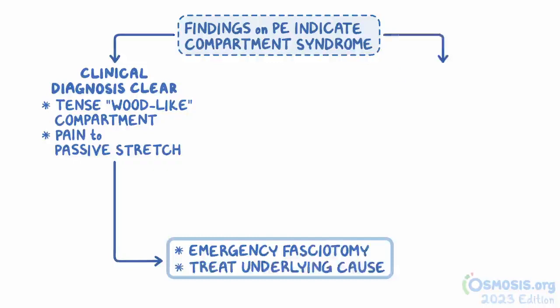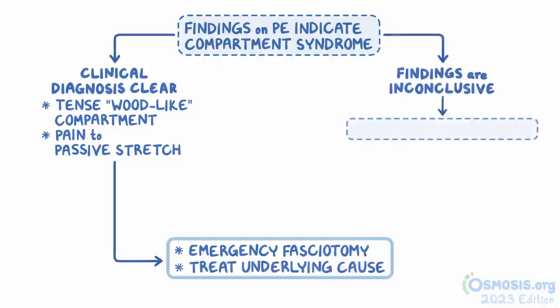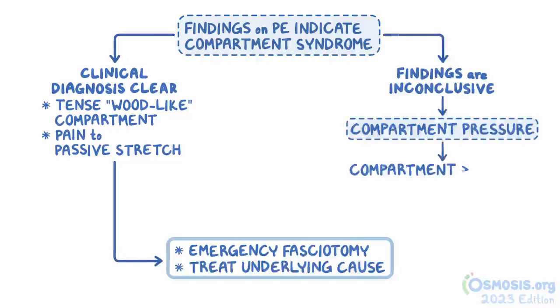However, if the exam findings are inconclusive, measure the compartment pressures directly. If any compartment pressure is greater than or equal to 30 millimeters of mercury, or if the delta pressure is less than or equal to 30 millimeters of mercury, call a surgical consult for a fasciotomy and treat any underlying causes.